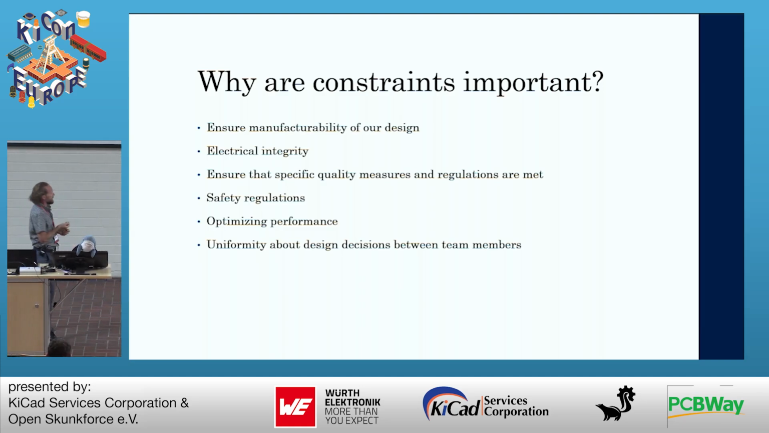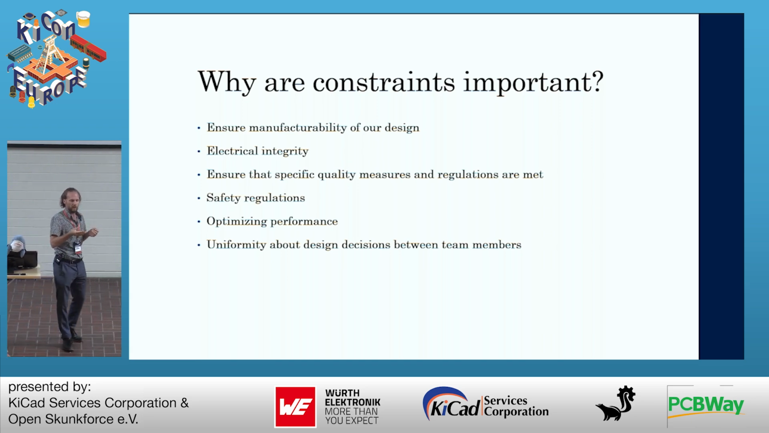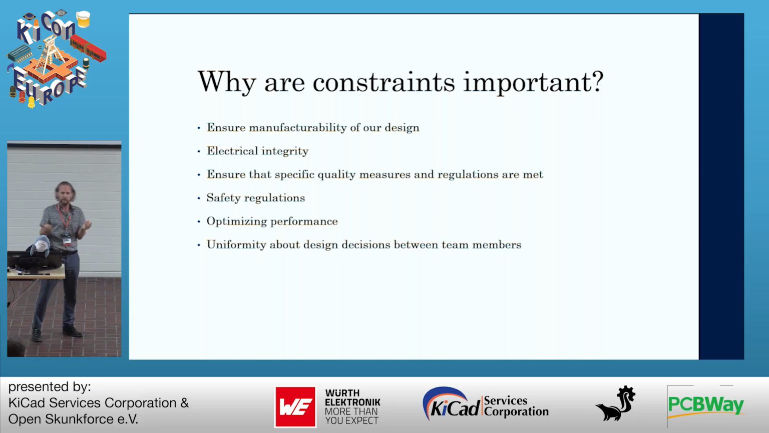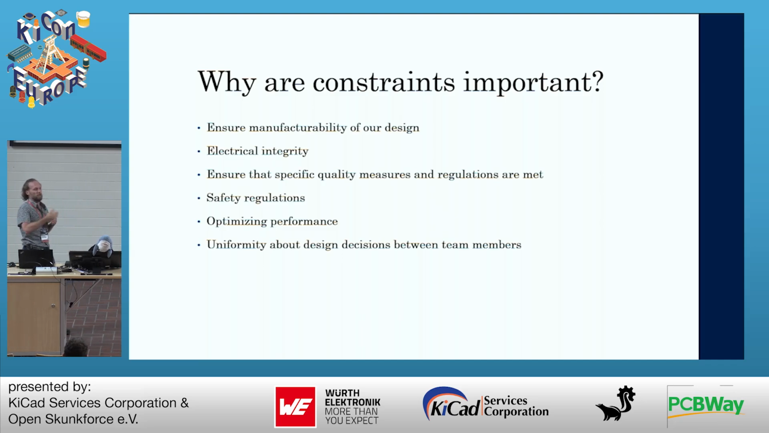And an extension of that is safety regulations, where you need to make sure that your design is not dangerous to the people using it, or will not become dangerous because it's in an environment where it can cause a dangerous situation. A good case of that would be high voltage systems, where you don't want anybody to touch them, or you don't want accidental electrical bridging within your design. And then you can use constraints to ensure that when you're doing your design.